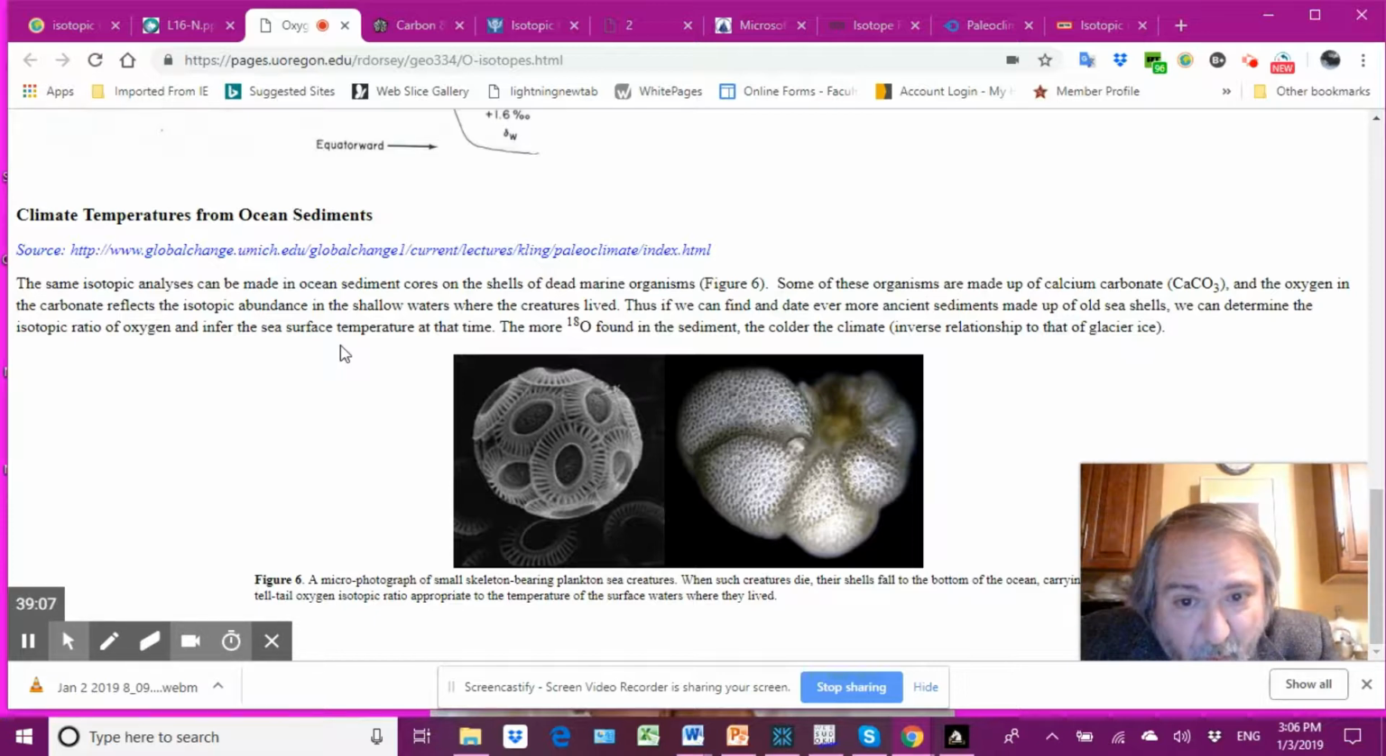So the more 18O found in the sediment, the colder the climate, which is the inverse to that of the glacier ice. So we have two means to verify our results. Oh, we have a really negative delta 18O in the ice, and oh look, we have a more positive delta 18O in the sediments or in the shells. They help verify and corroborate the results. Very important.